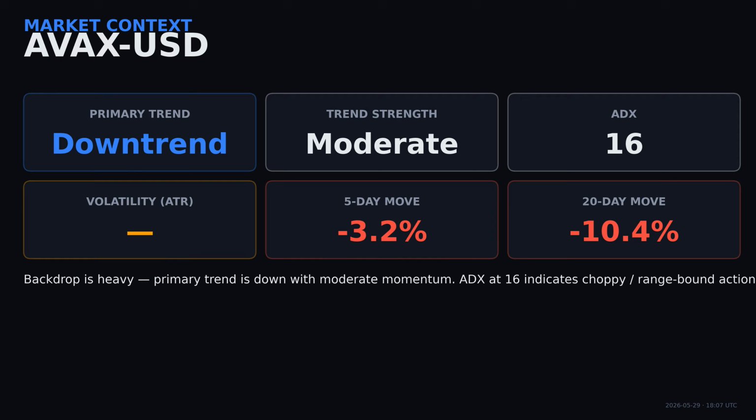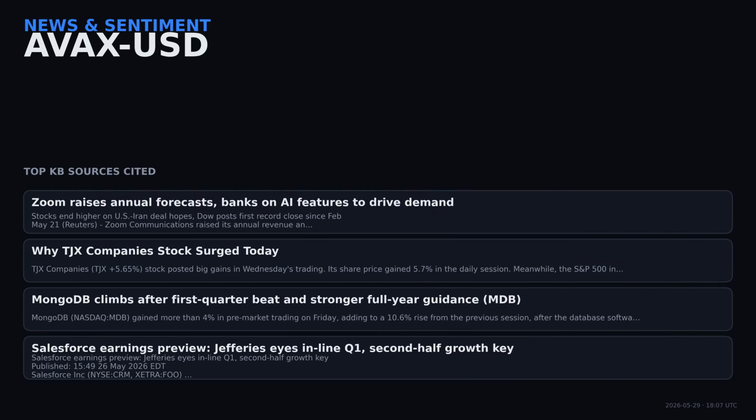Zooming out for a second, let's talk macro. On this slide, you've got the primary trend, its strength, the ADX number, and the volatility regime measured as ATR%. Here's the thing, a setup that looks textbook in isolation can totally fail if the broader regime is fighting it. So you want to ask, is this trade swimming with the market current or against it? The 5-day and 20-day moves at the bottom answer that. News and sentiment are mixed right now. No dominant story pulling price one way or the other. When that happens, we just lean on the chart and trust the levels we drew earlier.